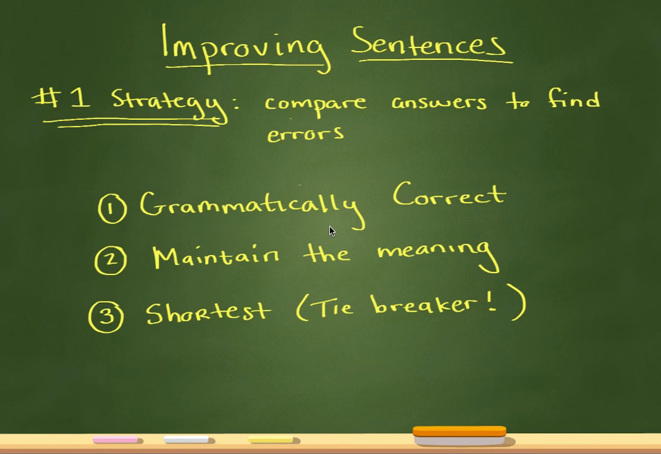So here we're going to talk about general strategy and how to approach the improving sentences questions. The number one strategy in this section is to compare your answers, because even if you miss a grammatical error that you've learned, by comparing differences between the answer choices, you can find things that you overlooked the first time through.